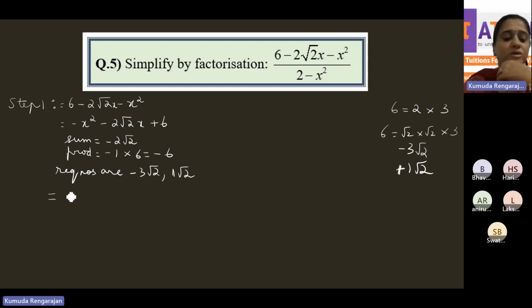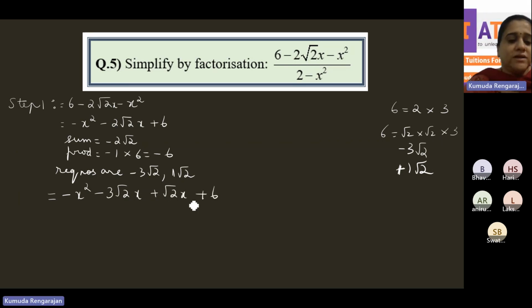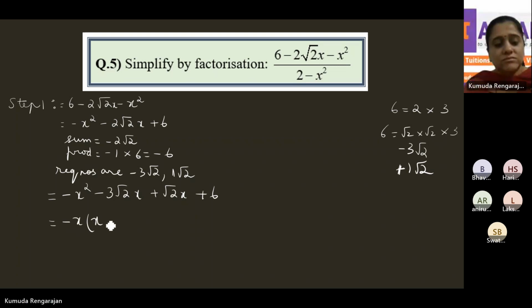So what's the next step, online students? We should frame an expression that gives us minus 2 root 2 x. Minus x squared minus 3 root 2 x plus root 2 x plus 6. Then what's common between the first two terms? Minus x. So it will be x plus 3 root 2. Very good.